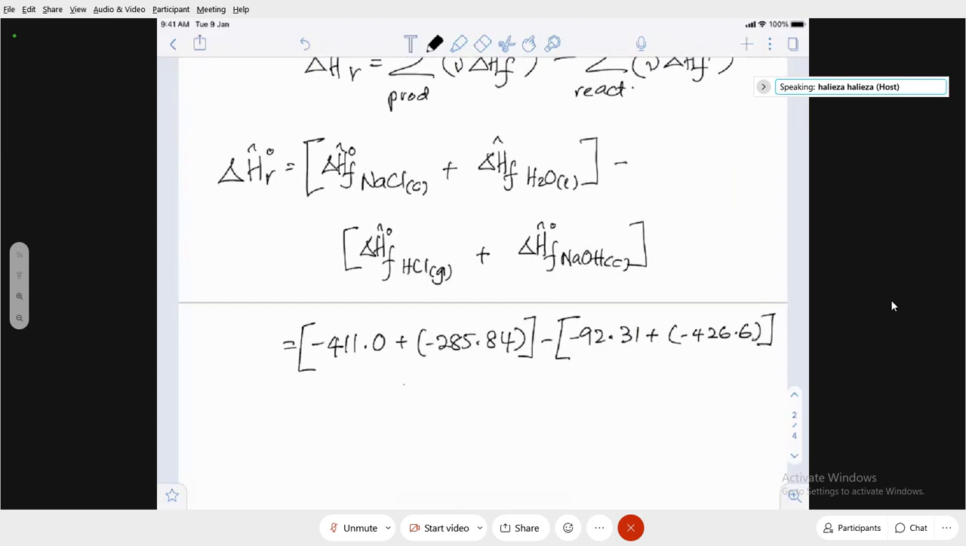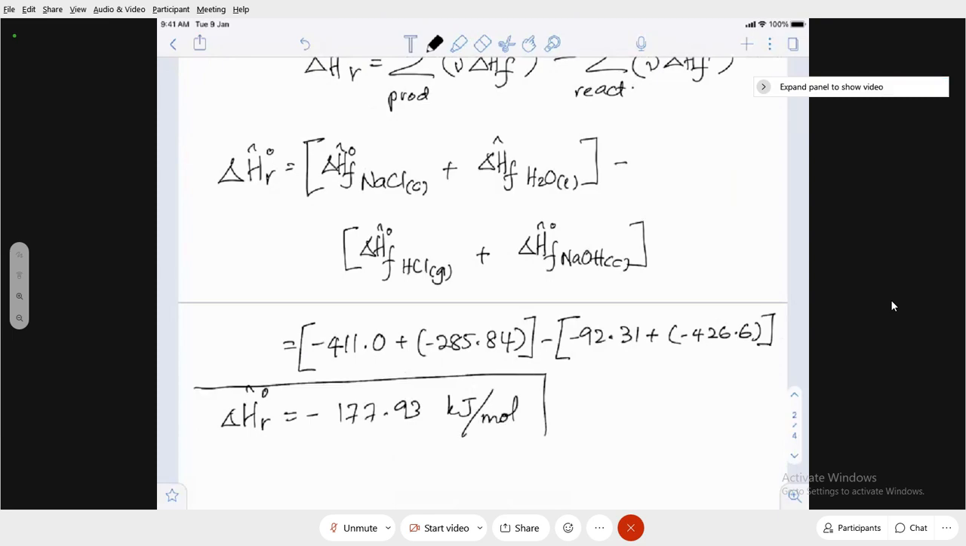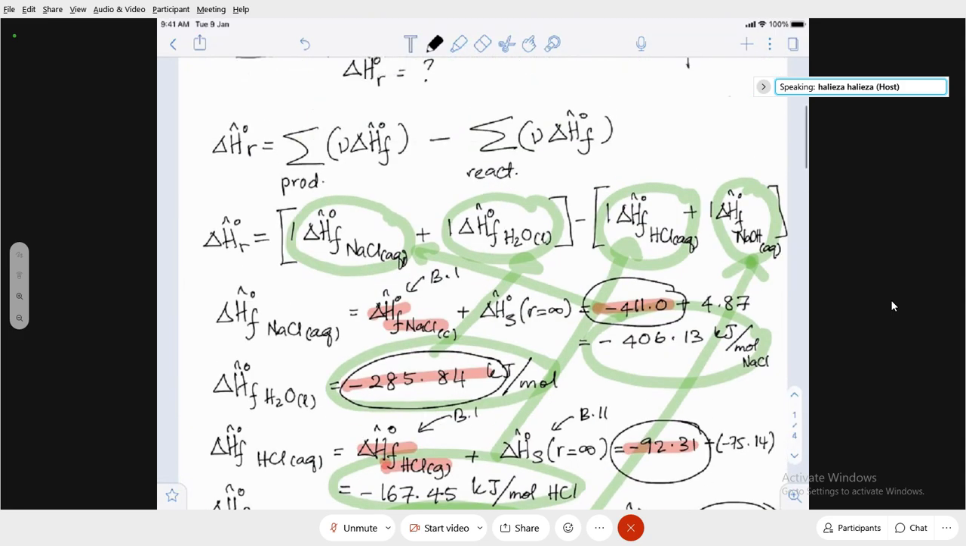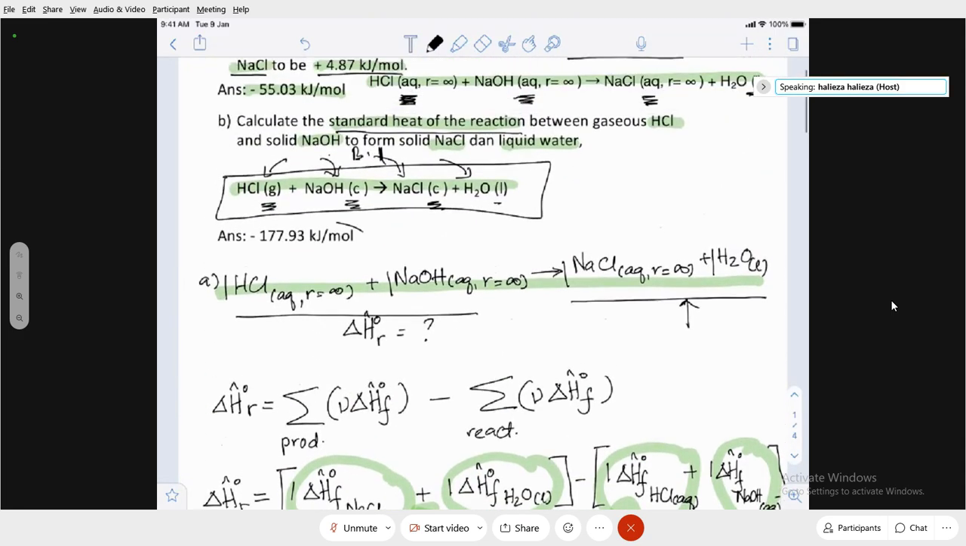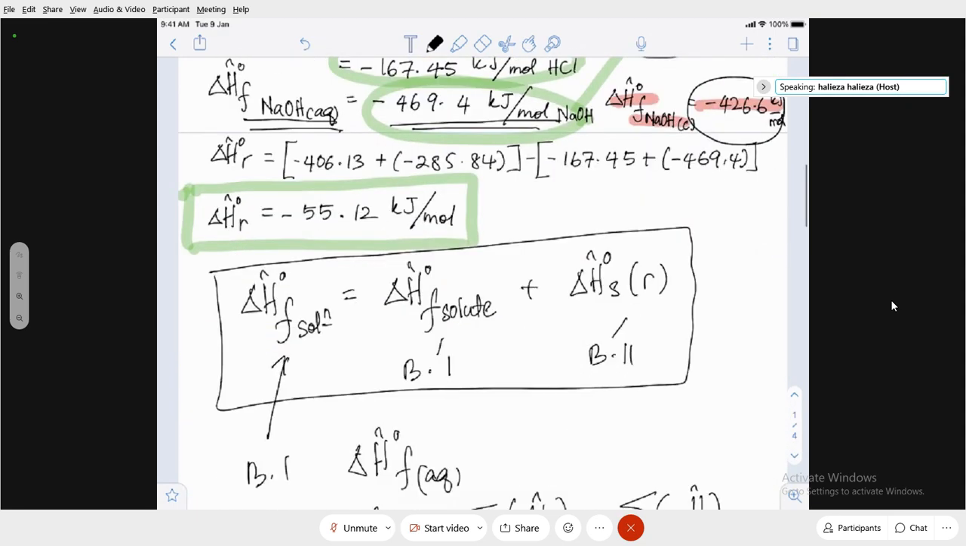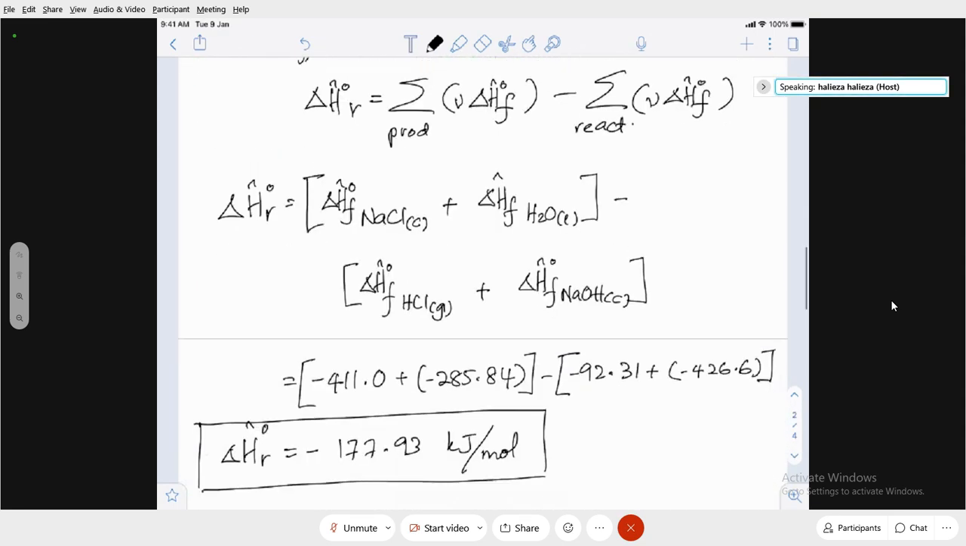Everything is there, so do the calculation. Your heat of formation, your heat of reaction, once you do it, happens to be minus 177.93 kilojoules per mole. That is the heat of reaction for the second part of the example. And if we have a look at the solution given, it is also the same value, minus 177.93 kilojoules per mole. So any questions?